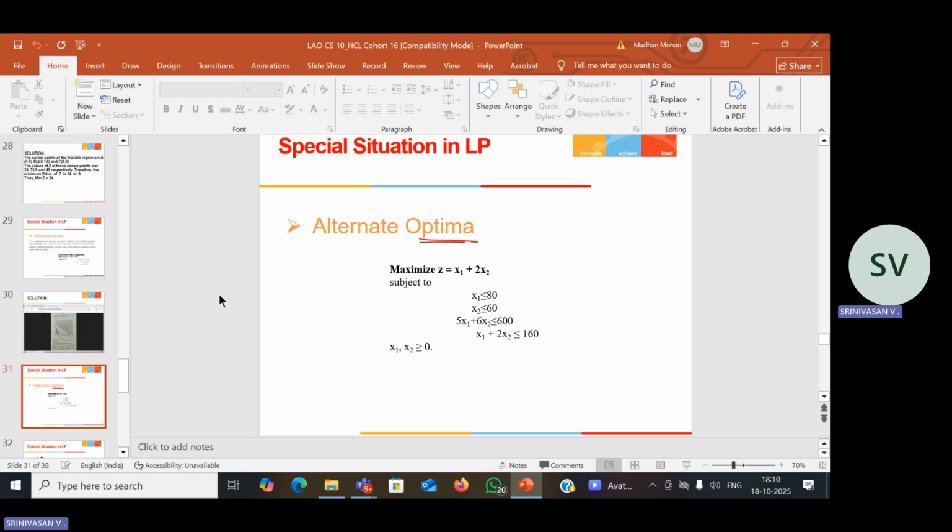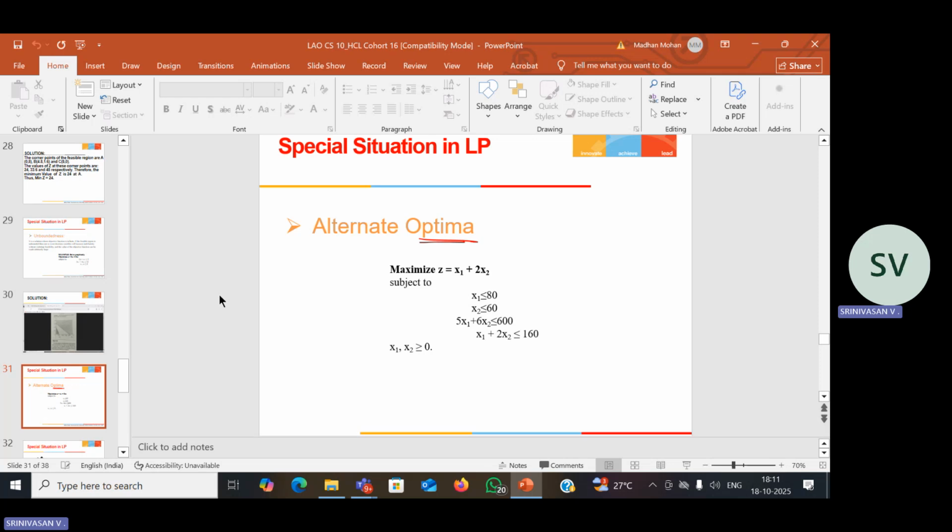Alternate optimum. So this point also already we have seen. We had seen unique solution. We had seen example of no solution. Now we will see an example of multiple solutions. Any system of algebraic equations can have unique solution, can have multiple solutions, can have no solution. It's all possible. So we have seen examples of unique solution and no solution just now, and now multiple solutions.